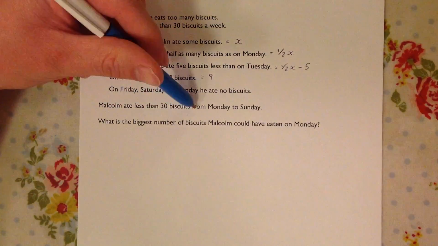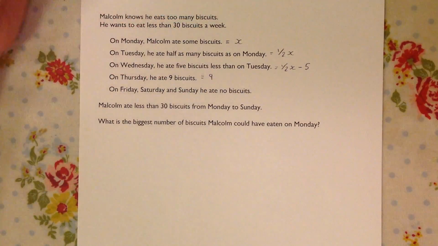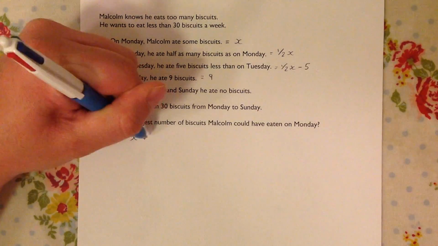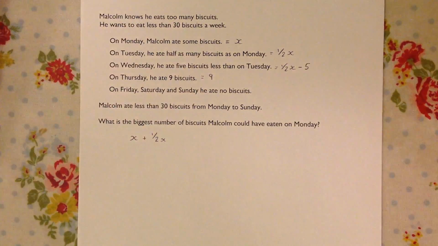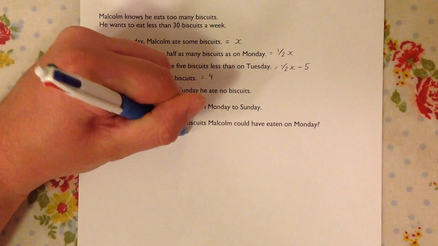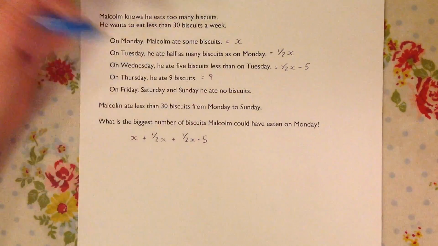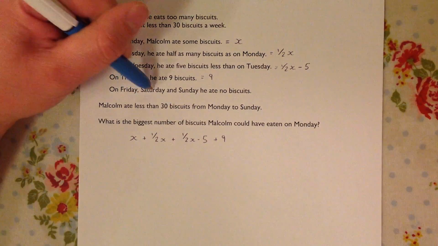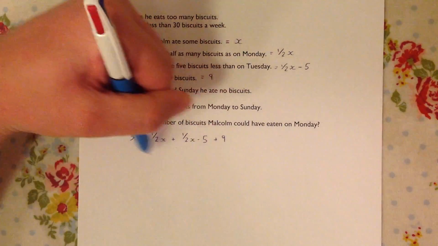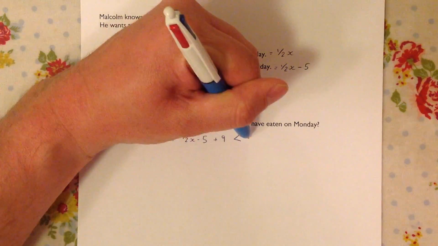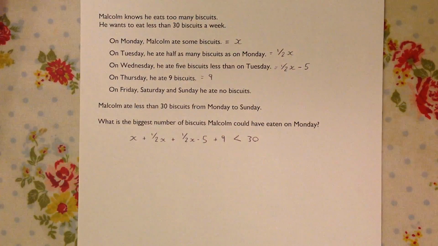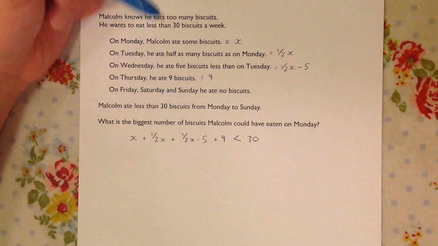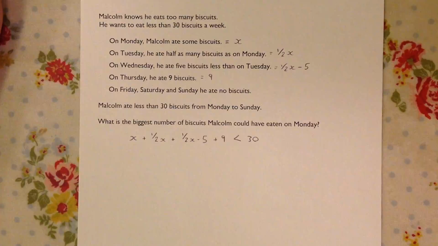Malcolm ate less than 30 biscuits in the week. So what we do know is that if we took Monday's biscuits, which is X, and we added Tuesday's biscuits, which is half X, and we added Wednesday's biscuits, which is half X take 5, and we added Thursday's biscuits, and we added Friday, Saturday and Sunday, but that's nothing, then all of that is going to be less than 30 biscuits. And we've now established an equation. Instead of an equal sign, we've got an inequality sign, but we still approach them in the same way. So now I've got an equation that I can solve.